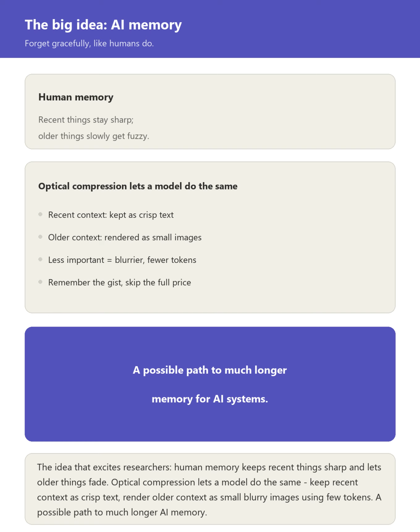Here's the idea that excites researchers most. Think about how human memory works: recent things are sharp, older things get fuzzy. Optical compression lets a model do the same. Keep recent context as crisp text, but render older, less important context as small, blurry images using very few tokens. The model remembers the gist without paying full price. It's a possible path to much longer memory for AI.